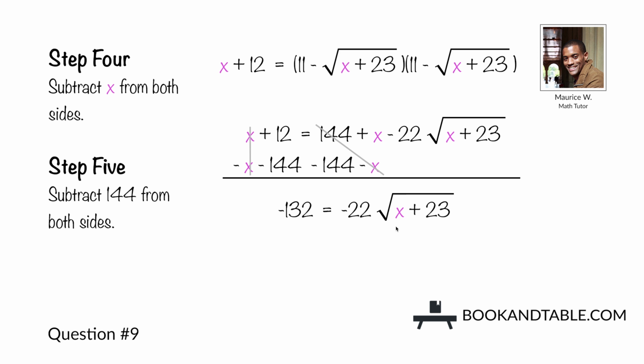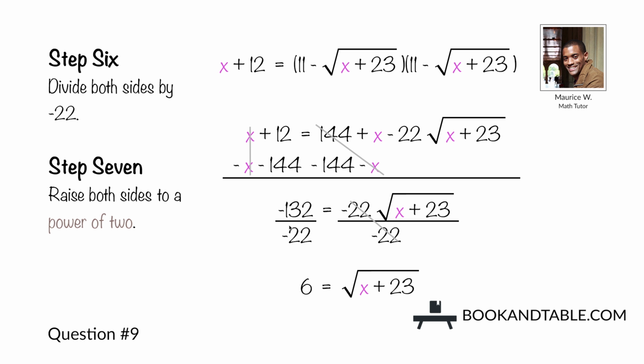Now once we've isolated the second radical, we would normally raise both sides to a power of 2 here to eliminate this radical. But since 132 is divisible by 22, we can actually divide both sides by negative 22 here, just to help make the numbers a bit smaller. Negative 132 divided by negative 22 is equal to 6, and we get 6 is equal to the square root of x plus 23. We still have our radical isolated, so we can raise both sides to a power of 2.